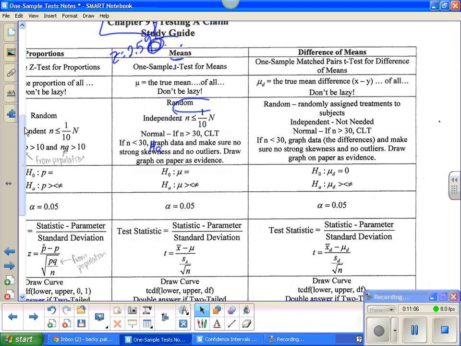Okay, cool. Okay, difference. It is a one sample matched pair, not a two sample. We haven't talked about two sample yet. If it's a matched pair, it's one sample. I'm going to say that again. If it's a matched pair, it's one sample.